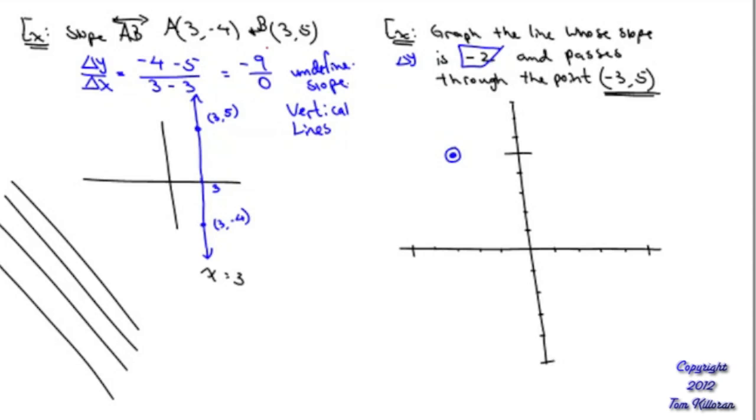Up 1 over 1. No. The change in y is -2. What's the change in x? What is it? Yeah, 1. Because you can always take a number and divide it by 1.